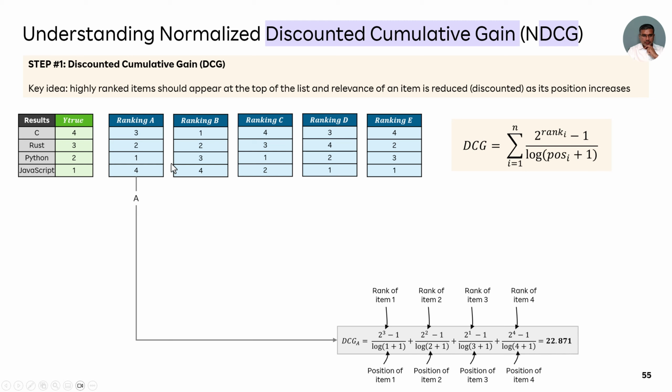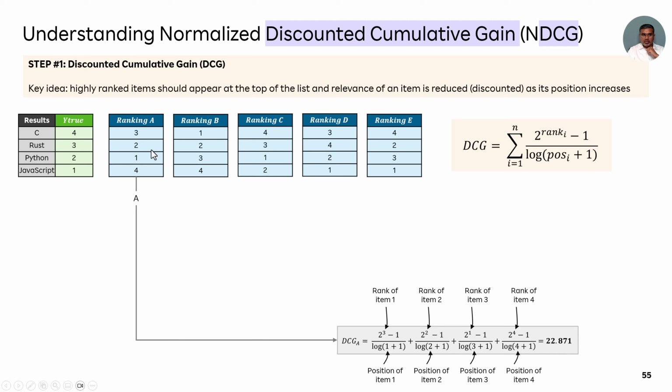So you take 2, the first item in our list is 3, so you raise 2 to the 3 minus 1 divided by log of 1. This position is 1, this position is 2, this position is 3, and this position is 4. So you do log of 1 plus 1.